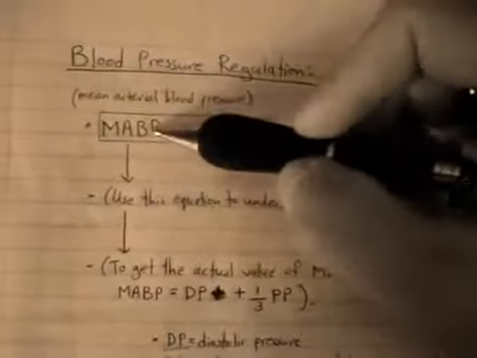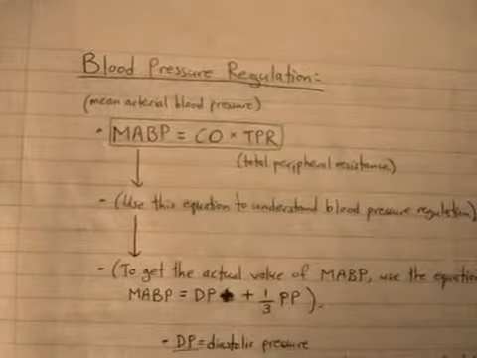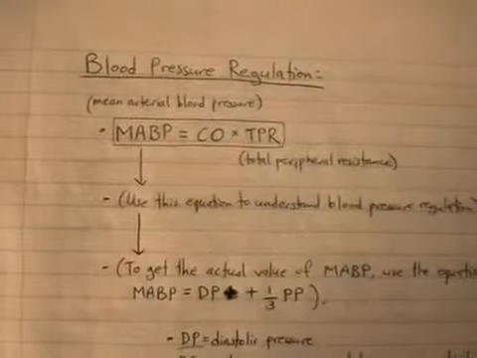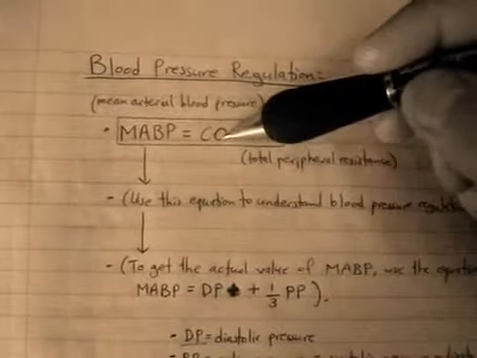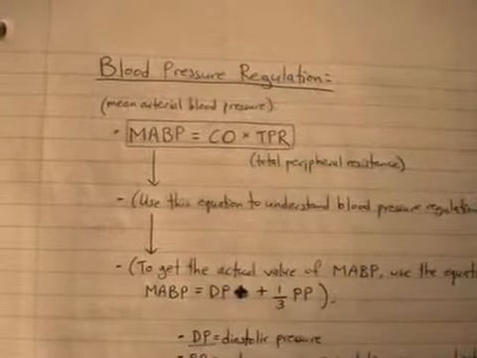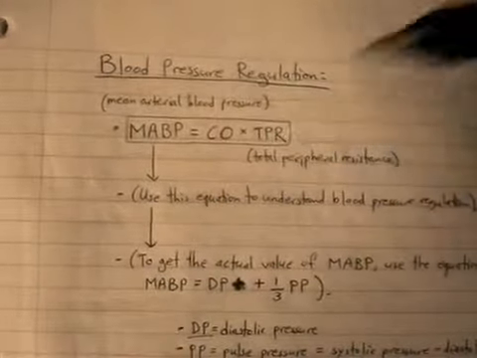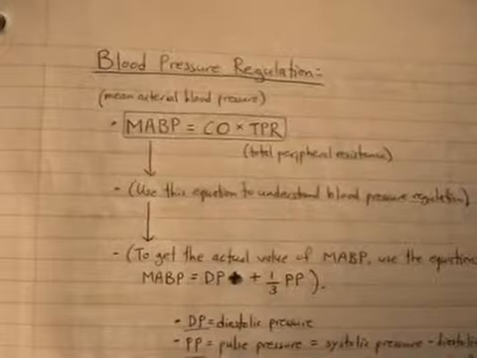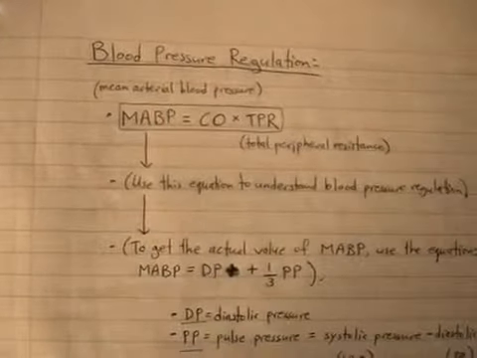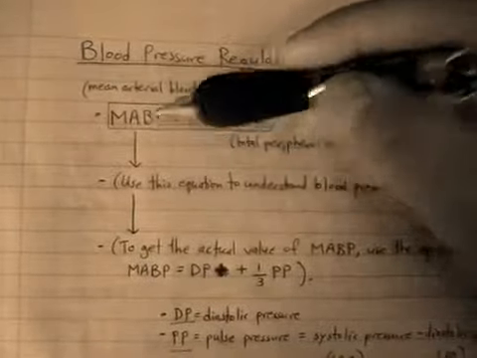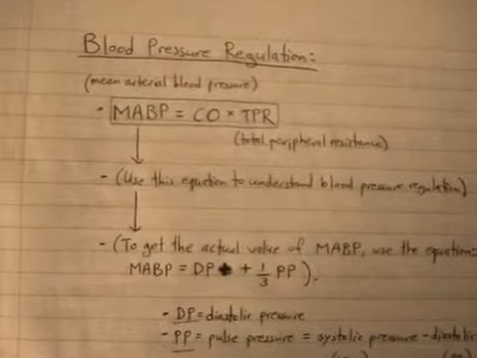The mean arterial blood pressure is the overall blood pressure within your body. It is equal to cardiac output times total peripheral resistance, where cardiac output is the volume of blood ejected by the heart per minute, and total peripheral resistance is the combined resistance of all of your resistance arteries. We use this equation to understand how the mean arterial blood pressure is regulated.